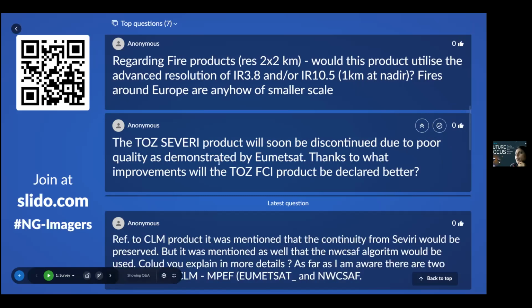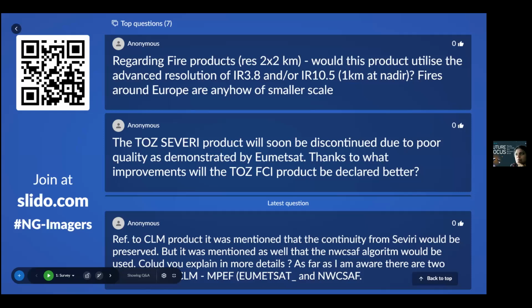The SEVIRI products will soon be discontinued. This is the TOZ product? I don't know. Total ozone. Yes, ozone. The SEVIRI product will soon be discontinued due to poor quality as demonstrated by EUMETSAT.